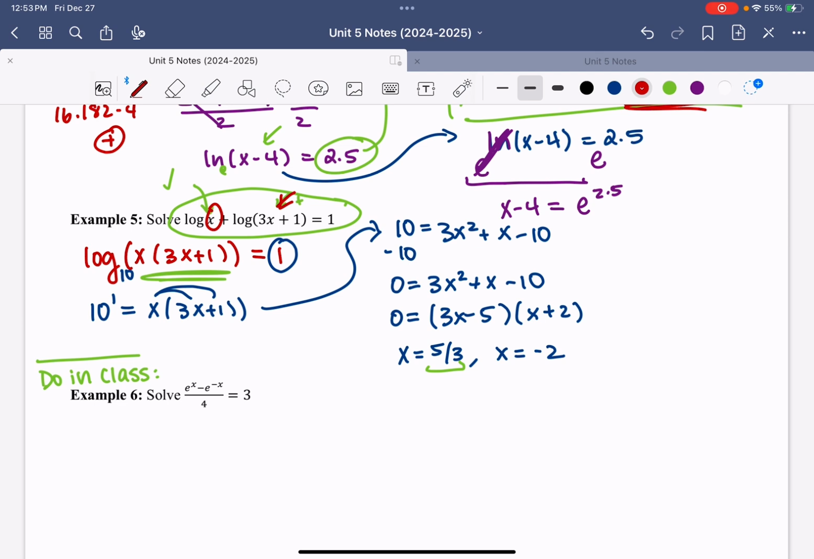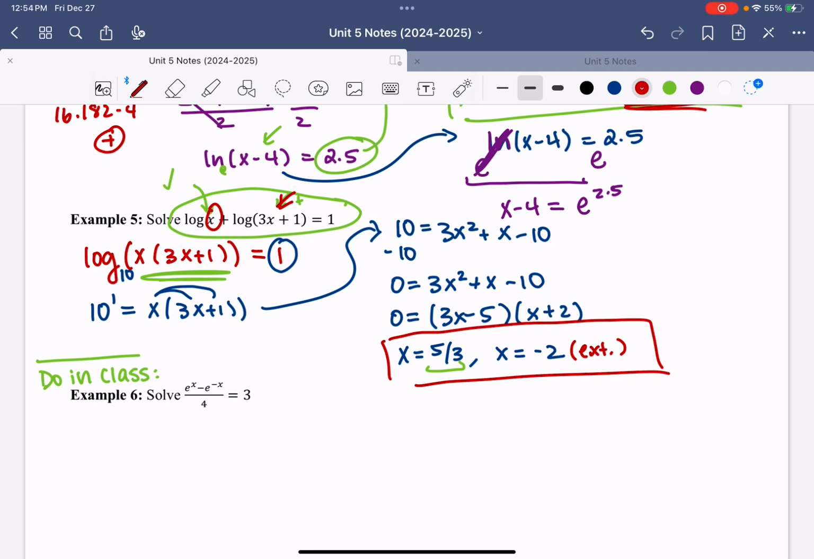Same thing here. If I try to plug in that -2, I'm going to have -6 plus 1, that's -5. I also have an undefined portion in that logarithm. So -2 is going to be an extraneous solution. So we have one solution, one extraneous solution.